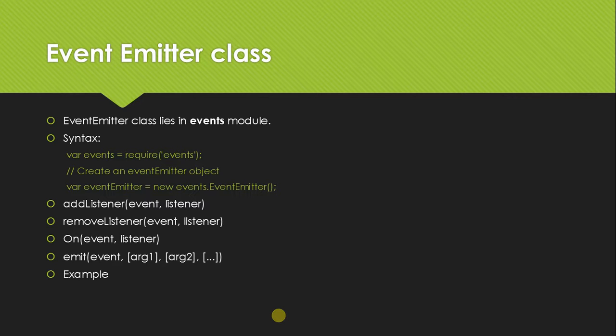The first one is addListener. This adds a listener to the end of the listeners array for the specified event. No checks are made to see if the listener has already been added. Multiple calls passing the same combination of an event and a listener will result in the listener being added multiple times. It returns an emitter, so calls can be chained.